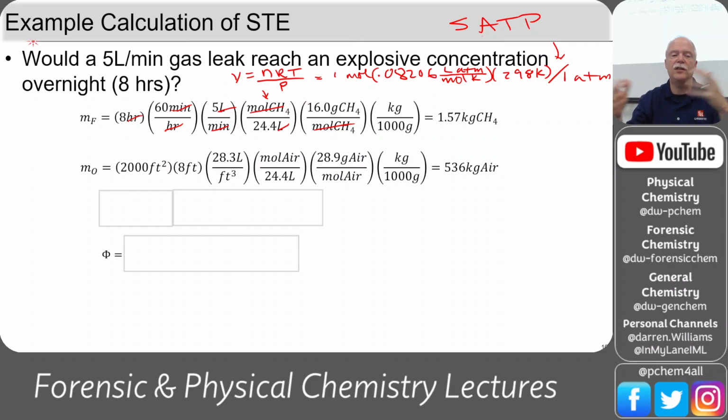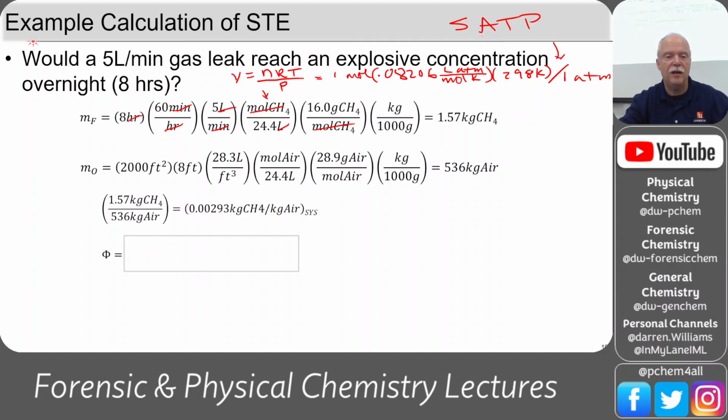So what's our ratio, right? This is not the stoichiometric ratio, this is the system ratio. 0.00239 kilograms of methane per kilogram of air. This is the system. What we calculated before was the stoichiometric equivalent. I should probably scratch this out and say sys, because we calculated the system. The previous page was the stoichiometric amount.